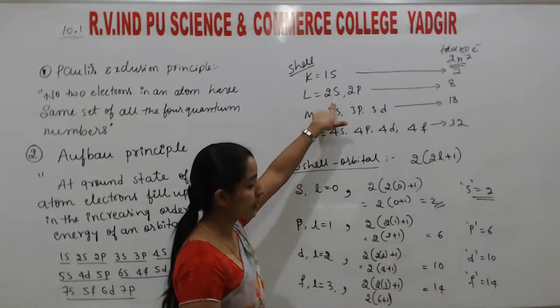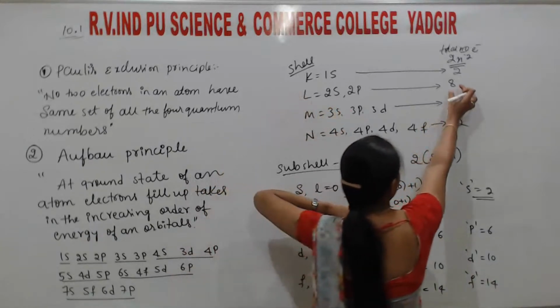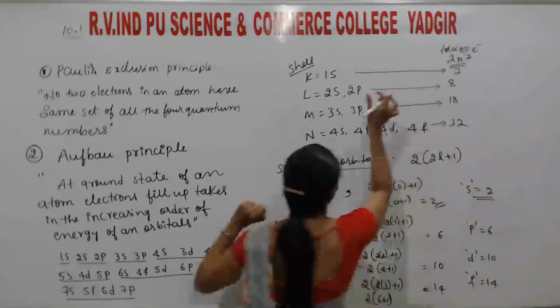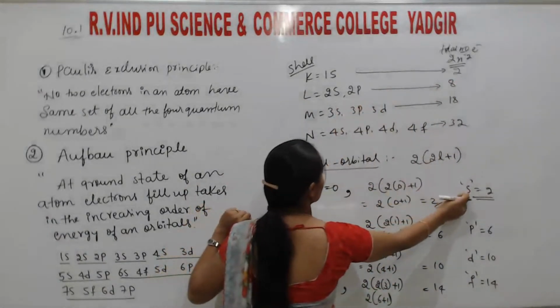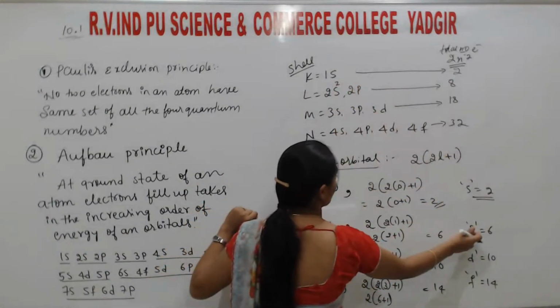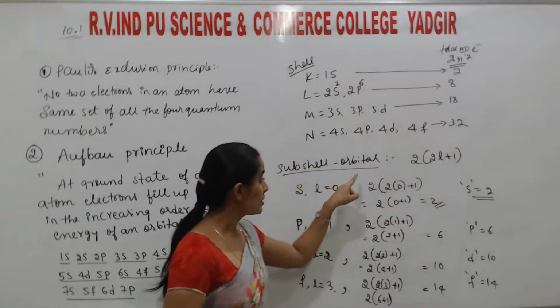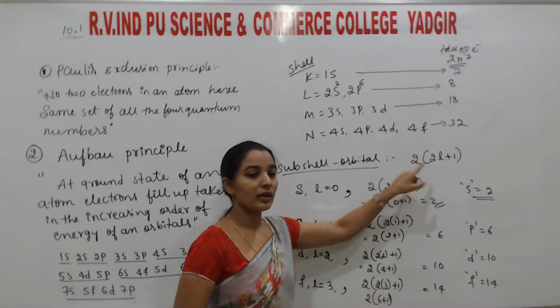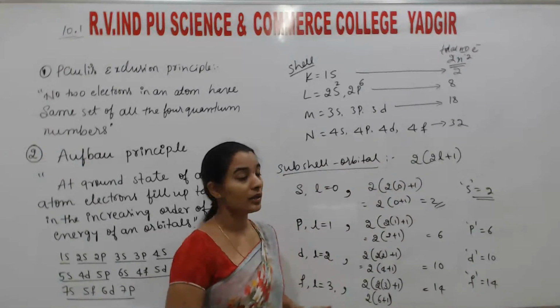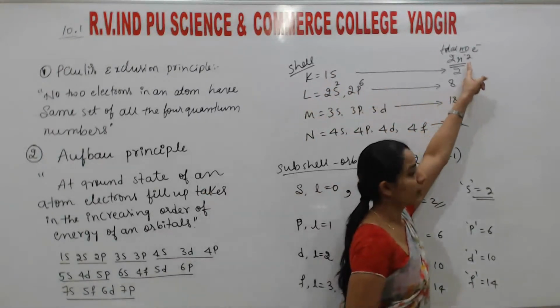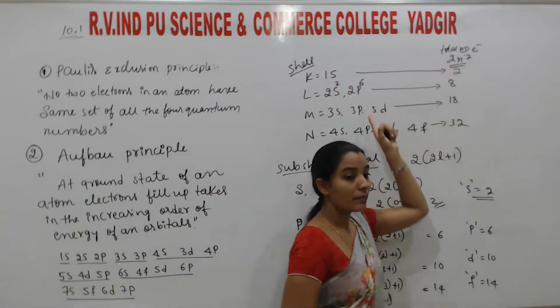We just fill up here, students. Here we consider only the maximum number of electrons, which is 8. Here 2 orbitals are there. In s orbital, 2 electrons; in p orbital, 6 electrons. Total 8 electrons. So this is the formula to calculate the number of electrons in a subshell. This is the formula to calculate the number of electrons in the main shell.